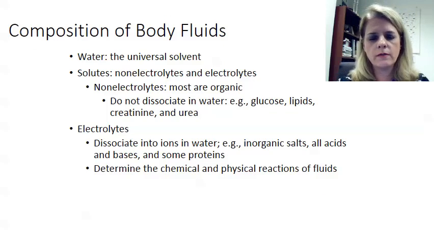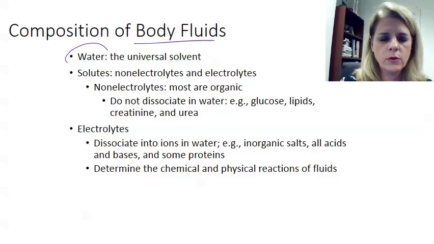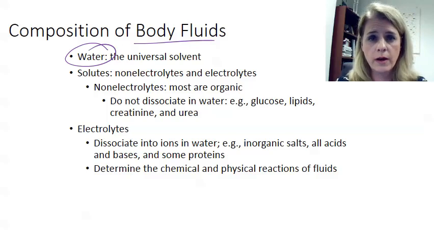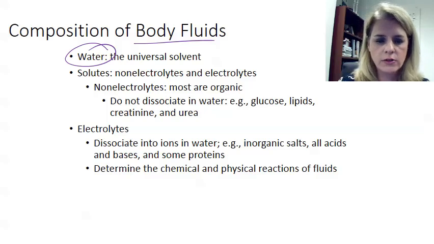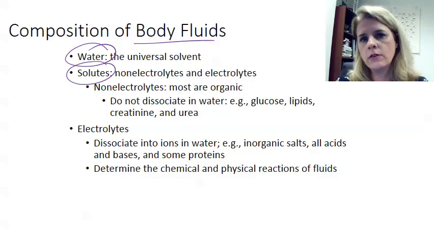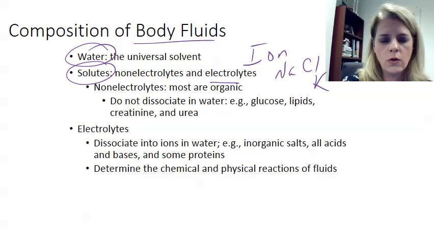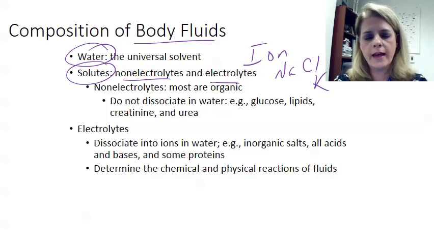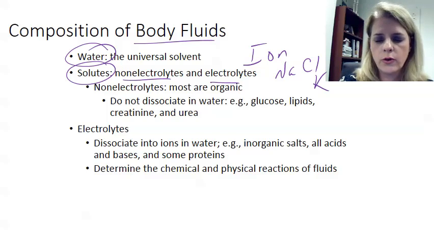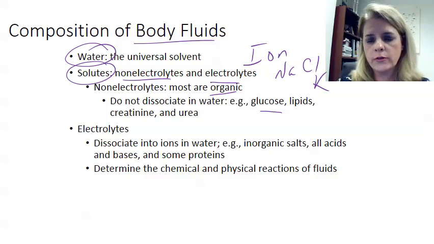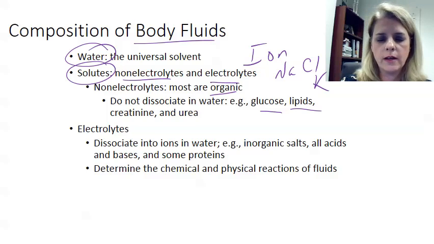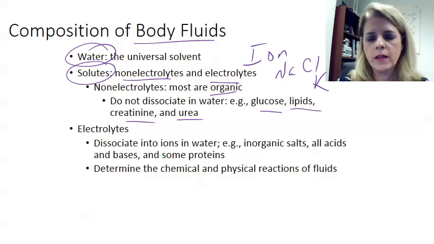So what are these body fluids made out of? Well, I've used the word water a lot, and so most of the body fluid is water, but it has things that are dissolved in it called solutes. And these solutes can be electrolytes and ions, like sodium and chloride and potassium, or non-electrolytes. And non-electrolytes are your organic compounds, like your glucoses, your lipids, creatinine, urea.